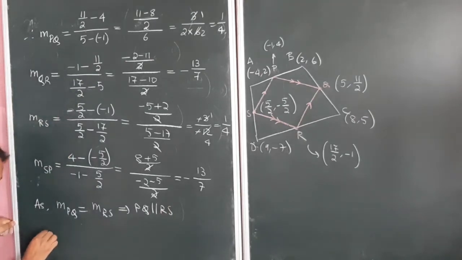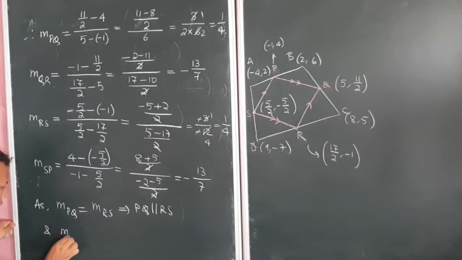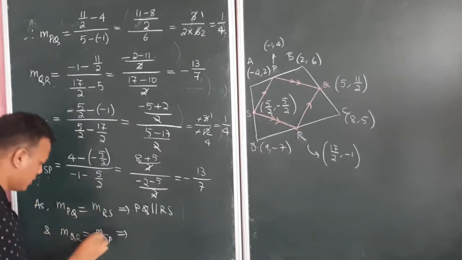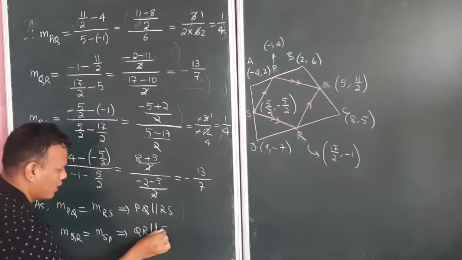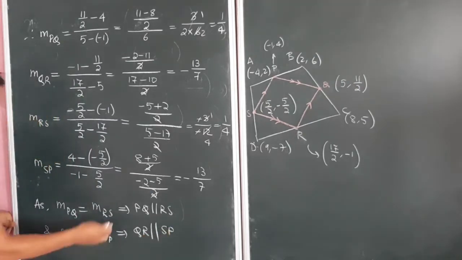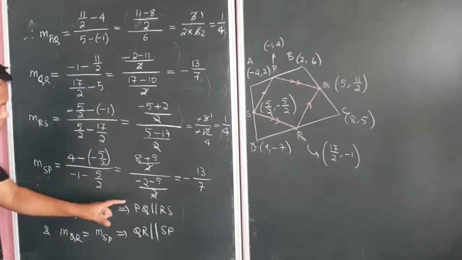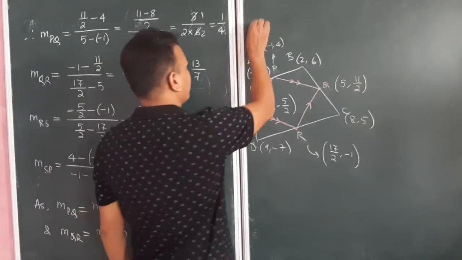Yes, okay, and we have M of QR. M of QR is equal to M of SP. So this implies that QR and SP are parallel. All right, so from these two we clearly see that PQRS is a parallelogram. So that's what you will write at last.